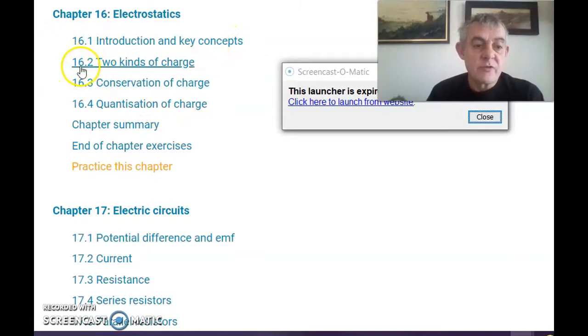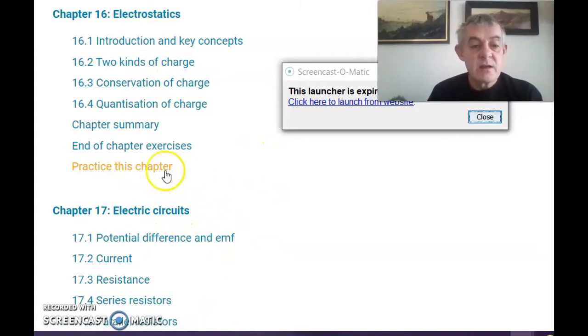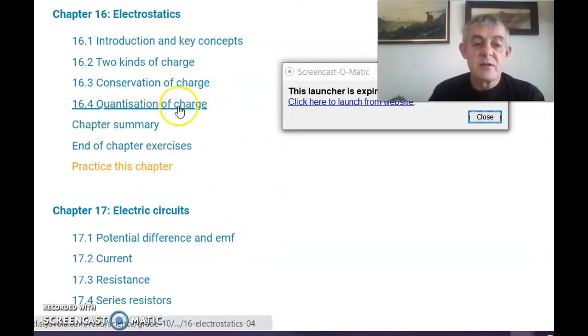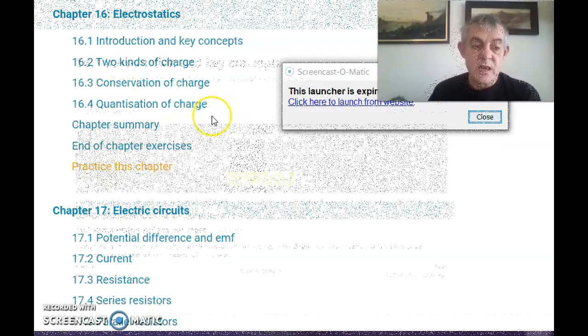Then it's important to realize that when we deal with electric fields, we are dealing with two kinds of charges, and you have to understand how objects become either positively or negatively charged. Then it's important to realize that charge will always be conserved, and then we will quantize charge, and this is based on the fact that electrons are either lost or gained. So we know the charge of the electron, and you can therefore work out the total number of electrons that are transferred from one object to another.